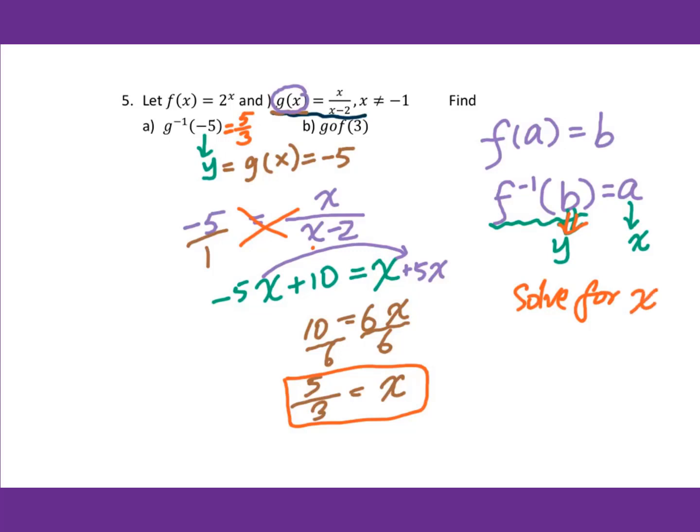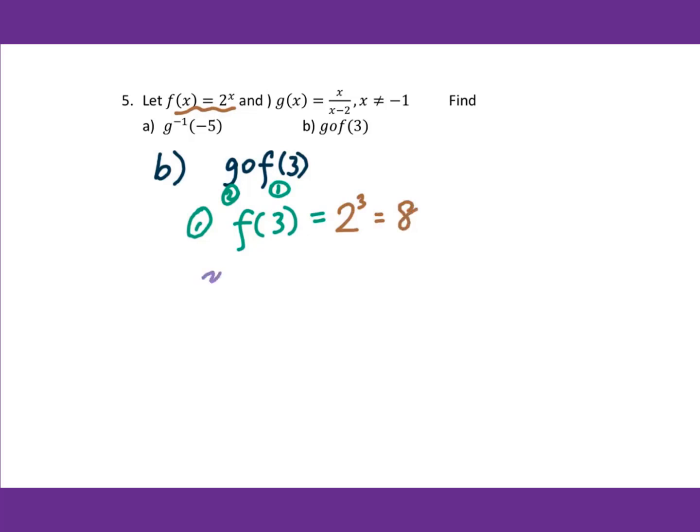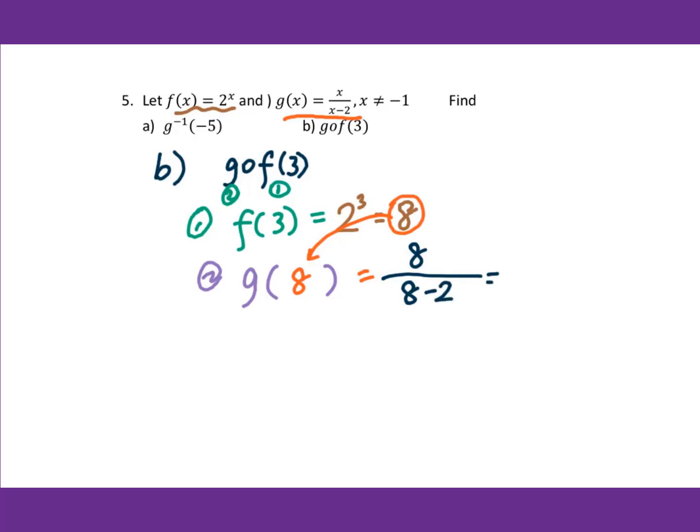Now let's go to the b. This is a composite function g of f of 3. So inside there first, I'm working on f of 3, then working on g function. First step, f of 3. For f function, every single x turning into 3, so we got 2 to the third power equals 8. Then your second step, g of this number, go down here, that is 8. So every single x in g function change into 8. We got 8 over 8 minus 2. That is a 6. This is 8 over 6, reduce, 4 over 3.